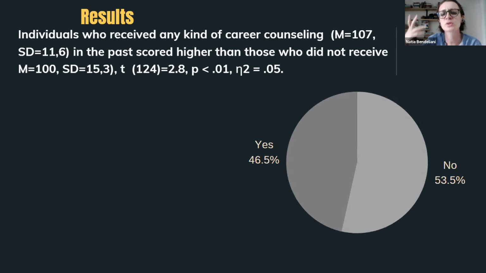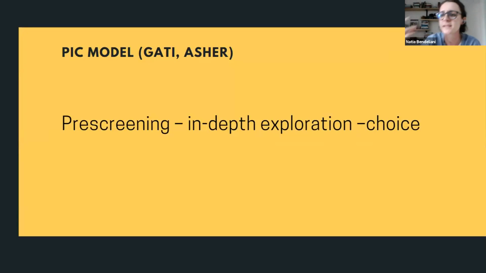And that made me think and get acquainted with different models of career counseling. One of the models that I would like to share with you is the PIC model that is suggested by Gati and Asher. This model was well adopted in schools and universities, and they put great emphasis on the active role of the career counselors that helps the students to involve in the process of self-exploration and to enhance their decision-making skills.